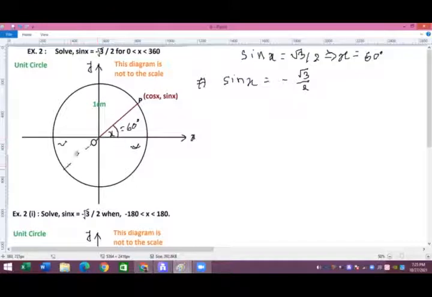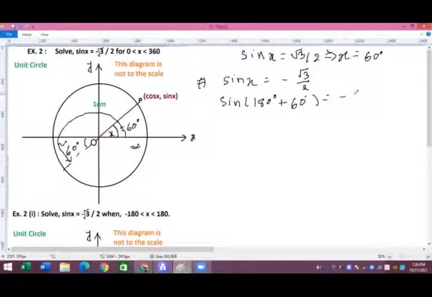In the second quadrant this angle must be 60 degrees because these two are vertical opposite angles. So first we check in the second quadrant, we have to find this angle, that means 180 plus theta, 180 plus 60 degrees here. So you know that sine of 180 degrees plus 60 degrees equals minus sine 60 degrees.